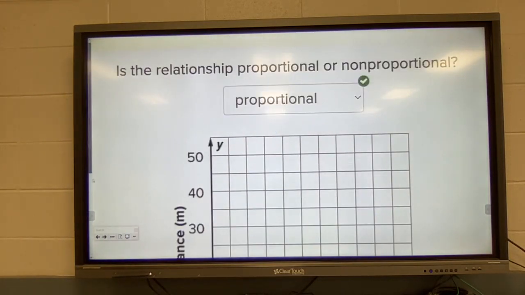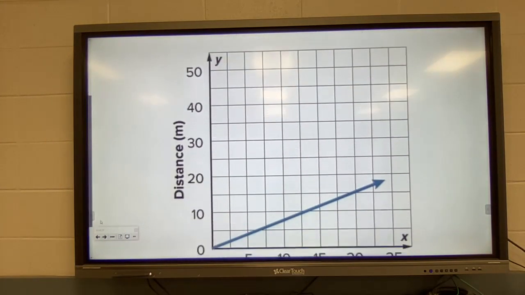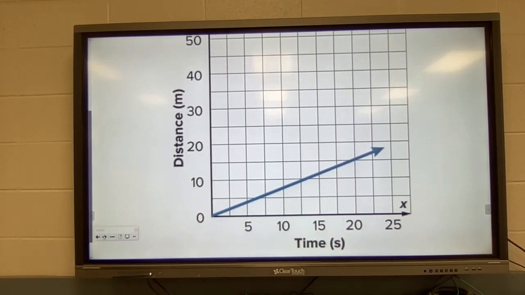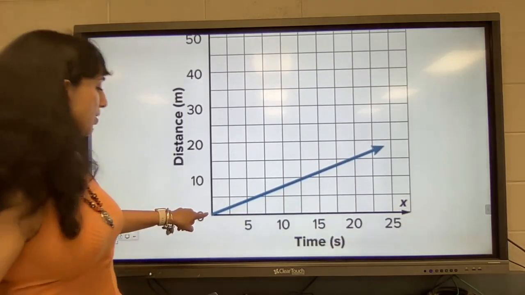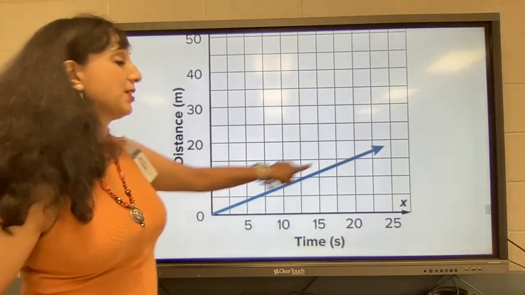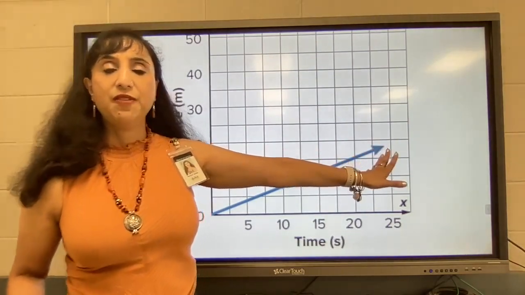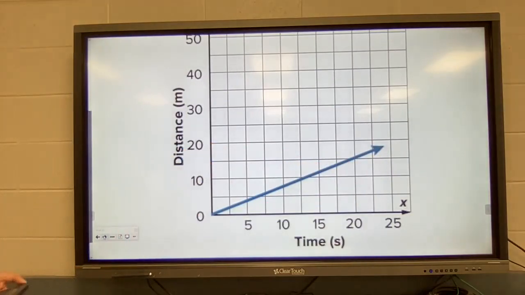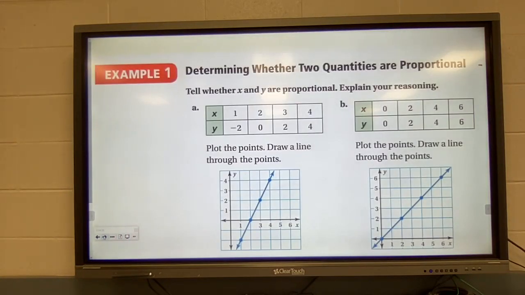And then here is an example of proportional. Now see, it has all the qualities of being proportional: the 0, 0 ordered pair starting at the origin, and it's a straight line. So that's the difference between a proportional and a non-proportional graph. Okay. So here are some more examples.